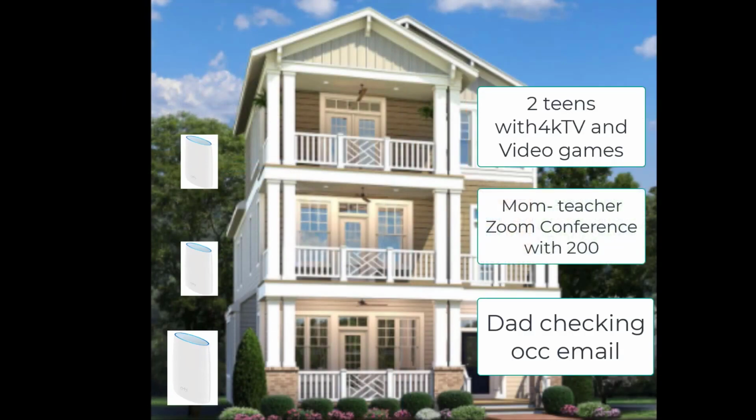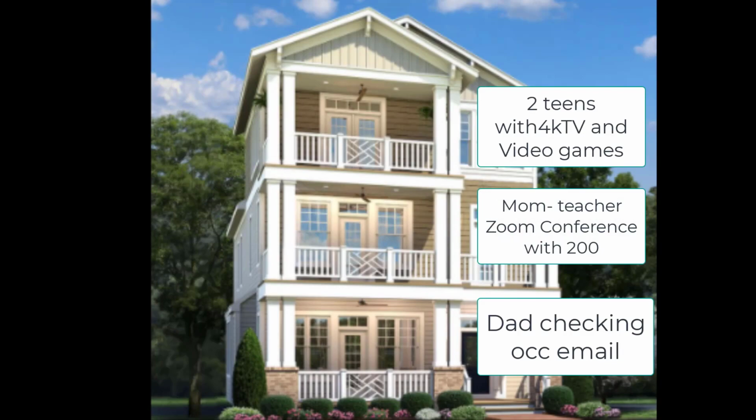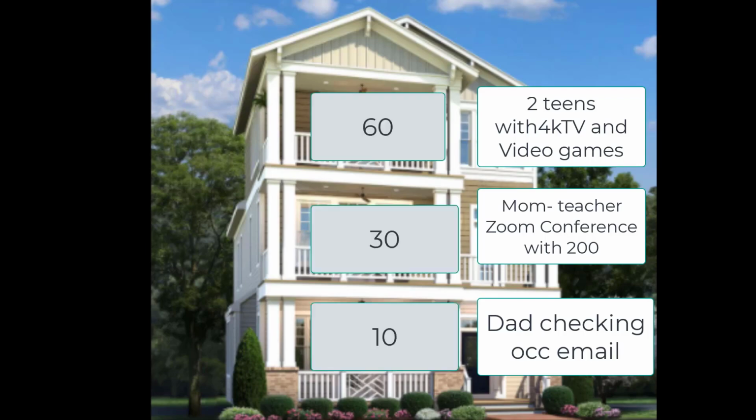On the third floor we have kids playing 4K games. On the second floor we have Mom, who's a teacher, doing a Zoom conference. On the first floor we have Dad checking email. If we look at the bandwidth requirements, I've allocated this as roughly 60, 30, and 10 as a distribution.